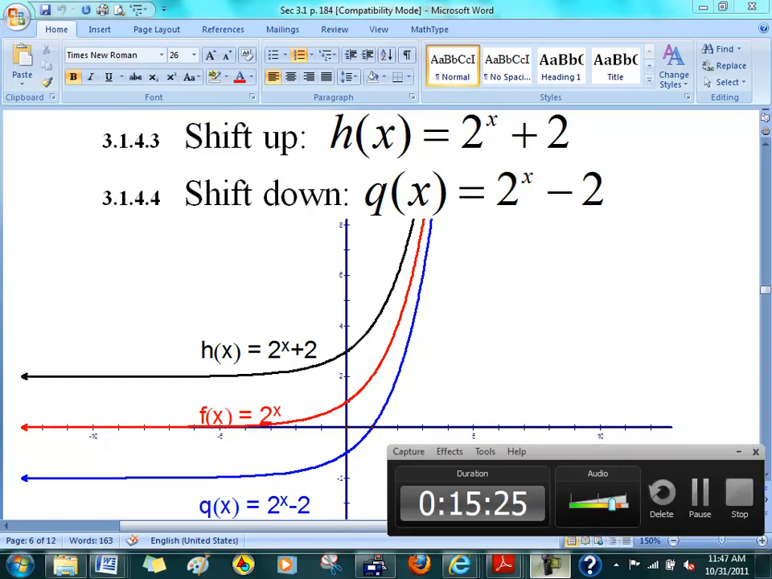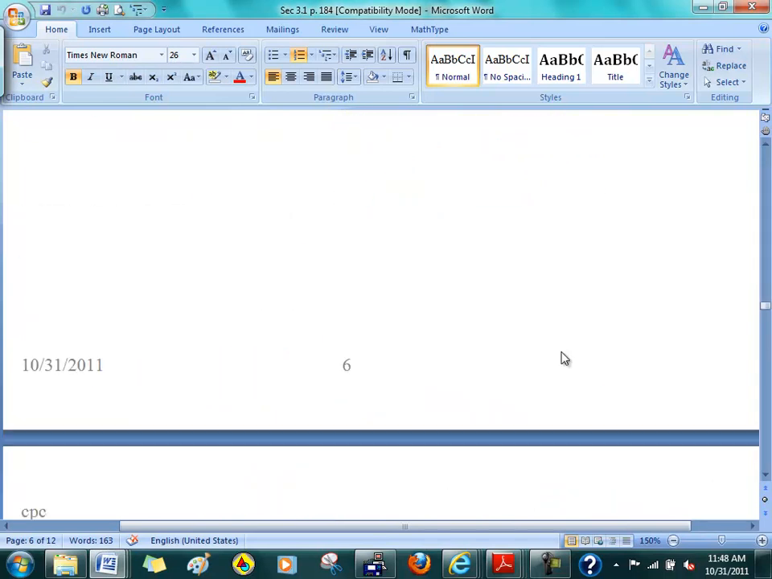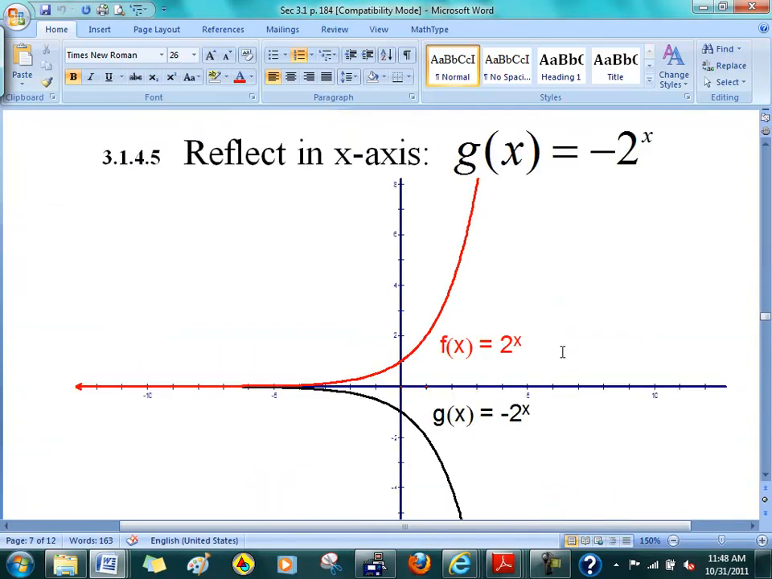Okay, and then we have reflection in the x-axis. So again, remember, reflection in the x-axis is with the negative sign stuck in front of the function, right? g of x equals negative f of x. That's reflecting in the x-axis.